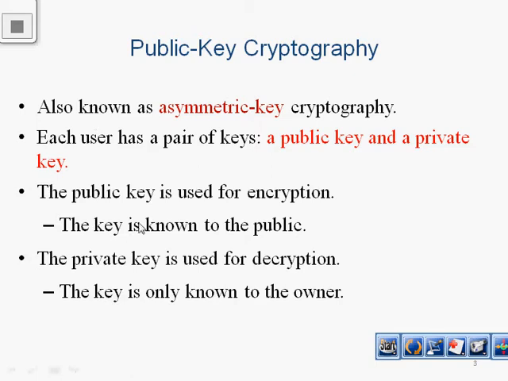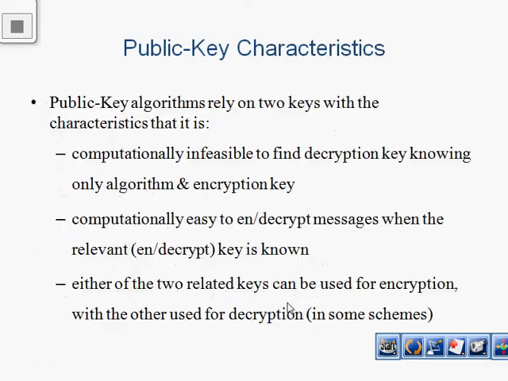The public key is used for encryption, at the sender side. It's also known as the public key. The other key is the private key, used for decryption at the receiver side. It must be kept secret and is only known to the owner, so the key is called a private key.